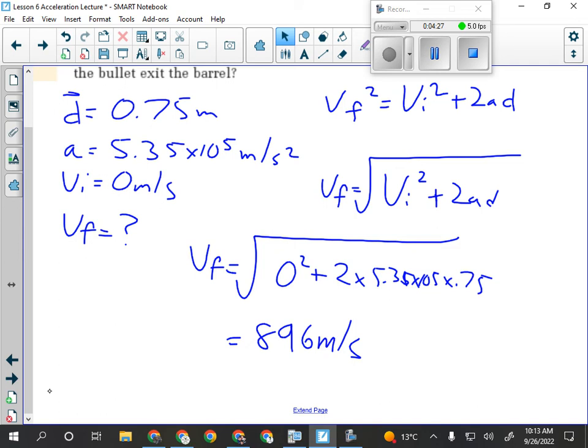Is that fast? It's really fast. To give you a comparison, the speed of sound is 330 meters per second. So this bullet is traveling almost 3 times the speed of sound. Here's a scary thought: you'll never hear the bullet that hits you, because it travels faster than the sound that fired it.